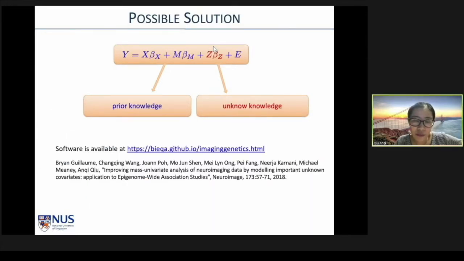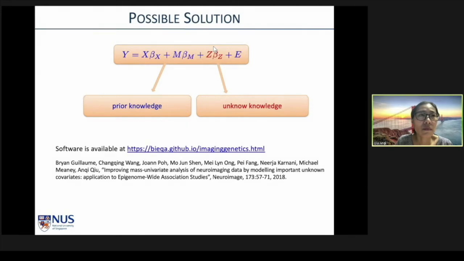One way to solve this problem is to reformulate our regression model by inserting missing confounding variables Z down here. Where X here is known confounding variables such as gender, age, education, based on our prior knowledge, M down here is the genetic variants we are interested in. And Z here is the missing confounding variables we're going to estimate from this regression model. And beta Z is also an unknown coefficient that indicates the relationship between the missing confounding variables and the imaging measures we're going to study.